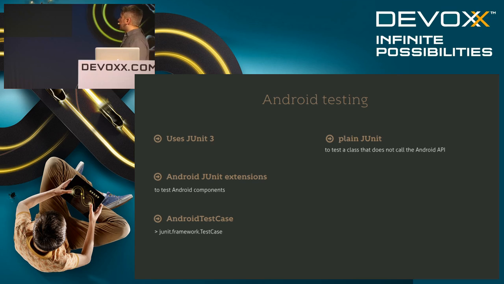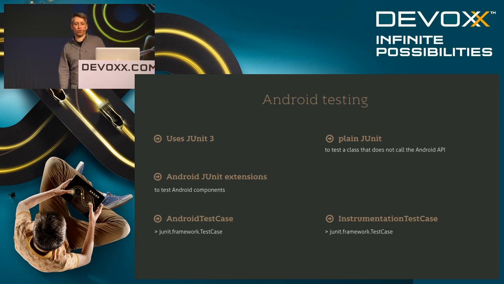And the base class for that is Android test case. It extends the normal JUnit test case. And the second big group will extend from instrumentation test case. You see, they both extend from the normal JUnit test case, but these are the two big groups.